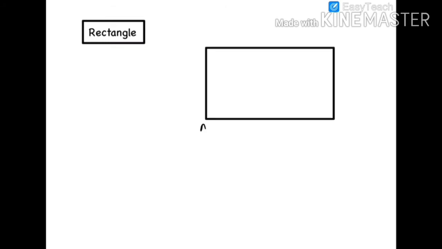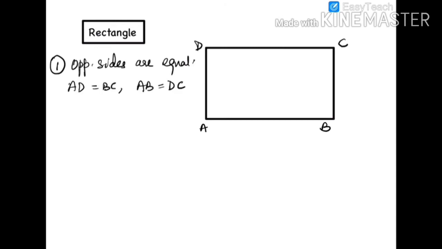The second type of quadrilateral is called a rectangle. In a rectangle, opposite sides are equal. So AD is equal to CB and DC is equal to AB. So the first property of this quadrilateral is that opposite sides are equal and each angle is 90 degrees. So all angles are equal.